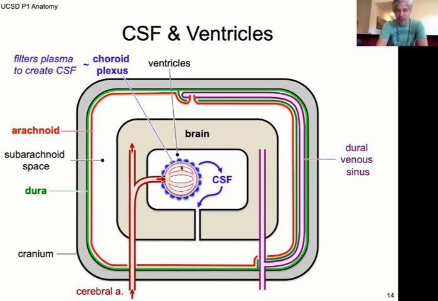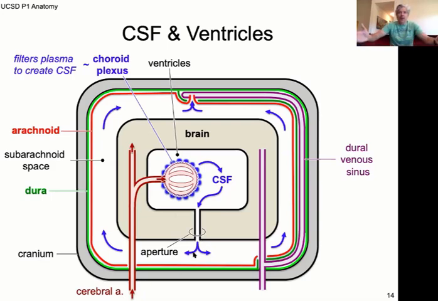Now, having generated our CSF from filtered plasma, the CSF is going to circulate within the ventricular system, and we'll go over that in anatomic detail in a little bit. At some point, it's going to find one of three little holes called apertures, where the CSF can actually exit the ventricular system and work its way outside the brain, still inside the skull, into the subarachnoid space, where it then circulates around the brain. Some of it drops down and goes around the spinal cord as well.